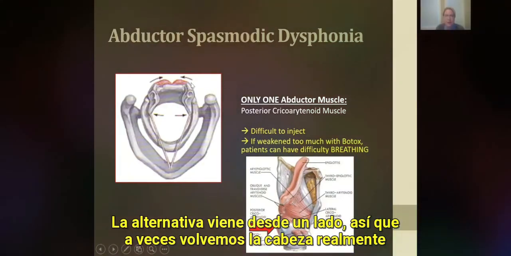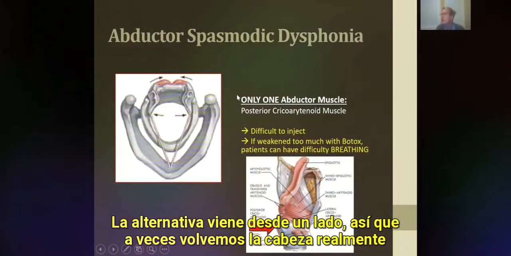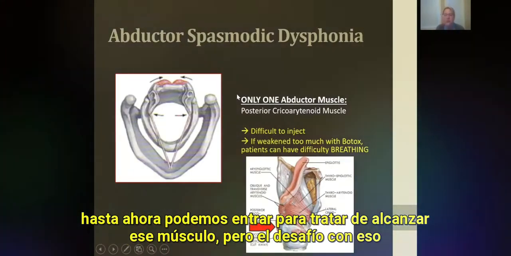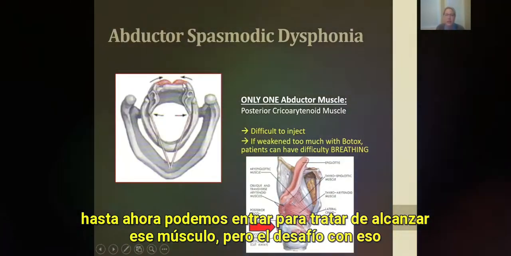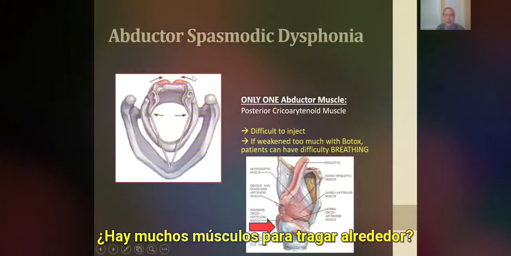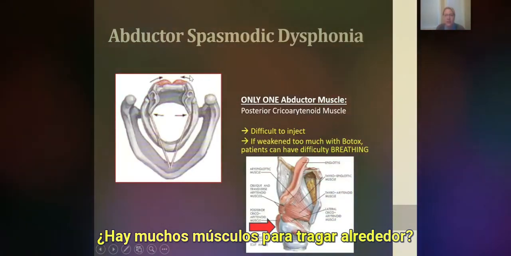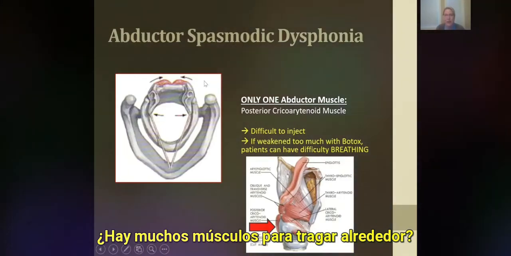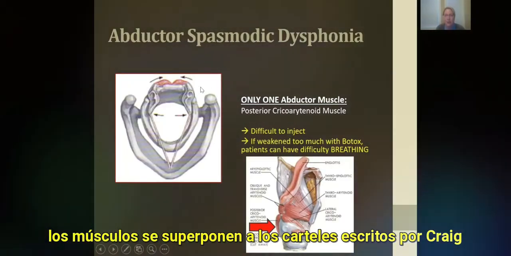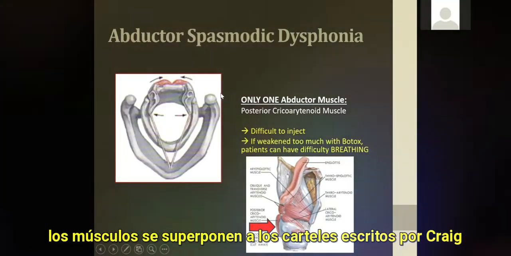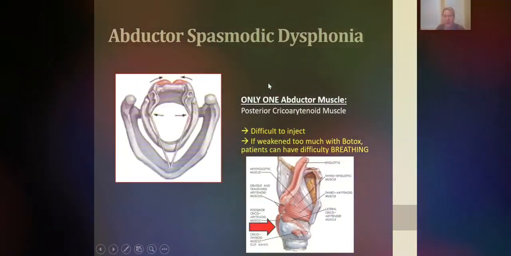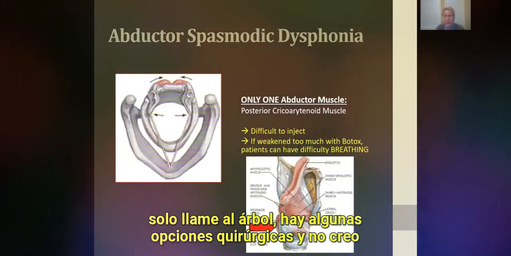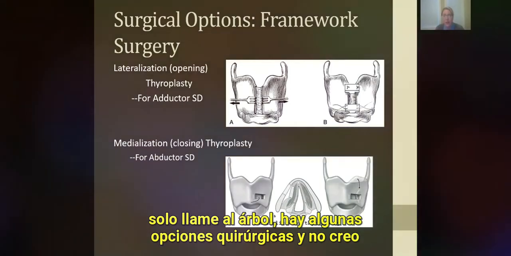The alternative is coming in from the side. So sometimes we'll turn the patient's head really far so we can come in from the side to try to reach that muscle. But the challenge with that is there's a lot of swallowing muscles around here. So when we come in from the side, sometimes we'll have some difficulty swallowing because the swallowing muscles overlap those posterior cricoarytenoid fibers. And so a very challenging type of spasmodic dysphonia to treat.